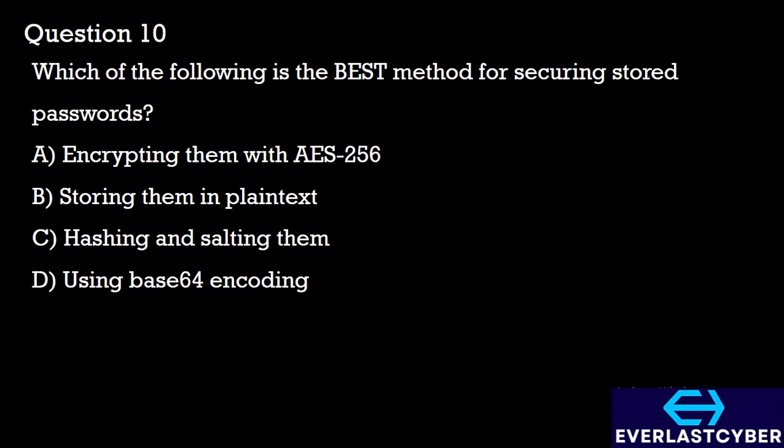Looking at option C, hashing is a process of converting a password into a fixed size string of characters, typically using algorithms like SHA-256. Salting then adds a unique random string to the password before hashing it, thereby making it difficult for attackers to use pre-computed tables like the rainbow table in order to crack passwords. So generally speaking, this is the best method for securely storing passwords.